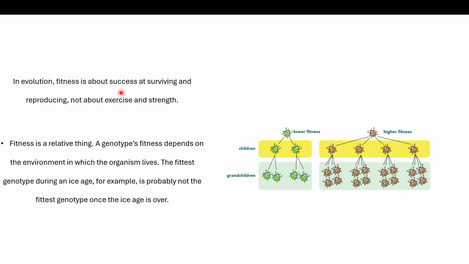So, in evolution, fitness is about success at surviving and reproducing. It's not about exercise and strength. And fitness is a relative thing. When we talk about a genotype's fitness, it depends on the environment in which the organism lives. The fittest genotype during an ice age, for example, is probably not the fittest genotype once the ice age is over.